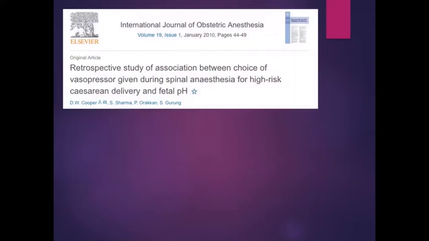Cooper and colleagues retrospectively examined outcomes in women who underwent non-elective cesarean delivery under spinal anesthesia for fetal indications. And those fetal indications were non-reassuring fetal heart rate tracing, dystocia, preeclampsia, growth restriction, hemorrhage, prolonged rupture of membranes, or cord prolapse. The phenylephrine infusions were standardized in this retrospective study, but ephedrine infusions were not very common, and they were not standardized. And the authors found no difference in umbilical artery pH between ephedrine and phenylephrine.